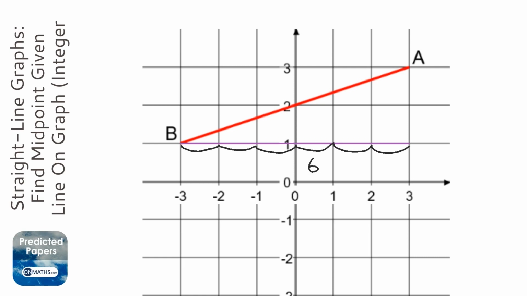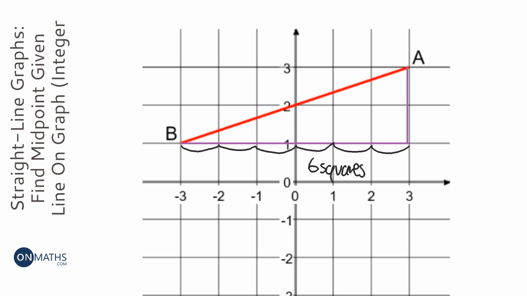1, 2, 3, 4, 5, 6 squares in total. Okay, and then we're going to have a look and see how far we go up. So we go up 1 and 2. So we're going up 1, 2 squares in total.